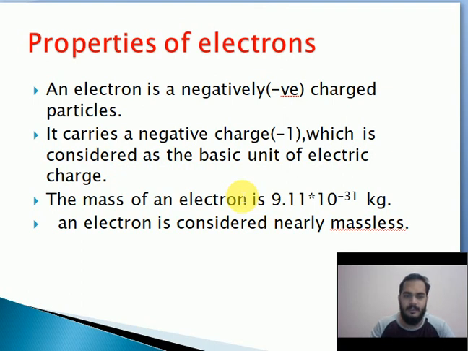Next one, the mass of an electron is 9.11 × 10^-31 kg. This is the most important point. The mass of an electron is 9.11 × 10^-31 kg. An electron is considered nearly massless.